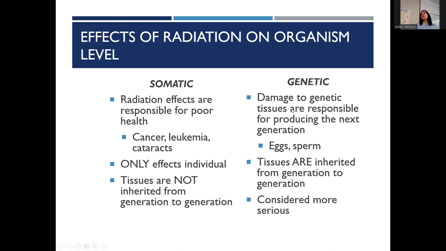If it's genetic, damage to genetic tissues is responsible for producing the next generation. Of course, we're talking about the eggs or the sperm, and those tissues are inherited from generation to generation. So that tissue that helps to create life can be damaged, and it's considered more serious. If people know they have a higher risk of some kind of cellular damage from radiation, that's one thing. But if they know it could affect their children or their offspring, that's a whole different category.